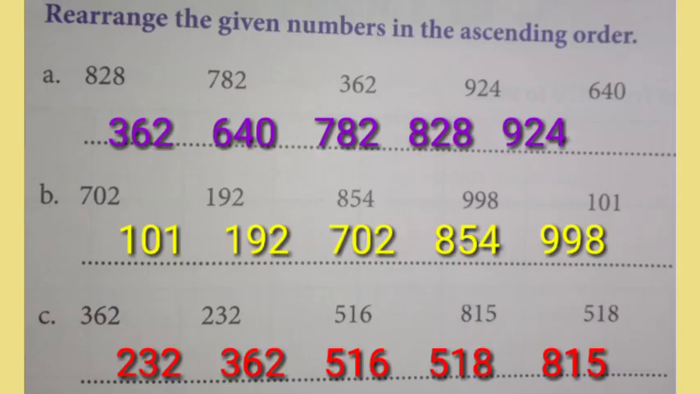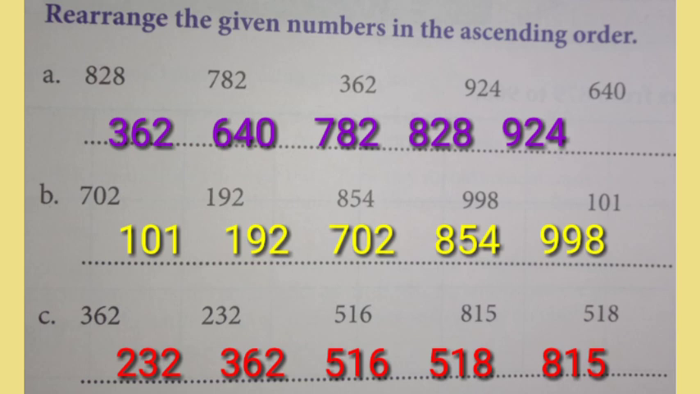Rearrange the given numbers in the ascending order. Bit A, 828, 782, 362, 924, 640. Its ascending order is 362, 640, 782, 828, 924. Bit B, 702, 192, 854, 998, 101. Its ascending order is 101, 192, 702, 854 and 998.